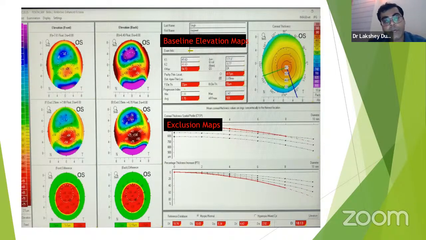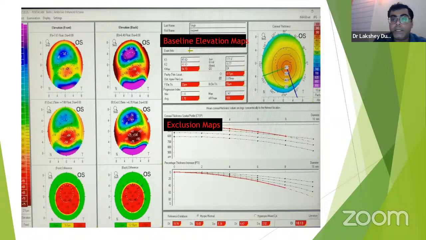Then there are certain other parameters: D values, D front, D back, D pachymetry, D thickness, D ART. So these D values also denote certain things: D front shows the D value related to front elevation, D back the value related to back elevation, D pachymetry the value related to pachymetry changes, D thickness the value related to the thinnest point, and one overall D value.